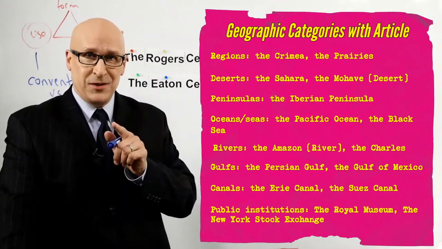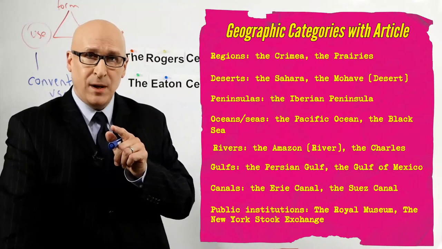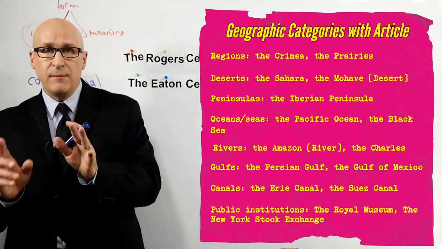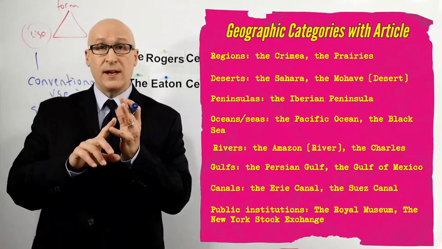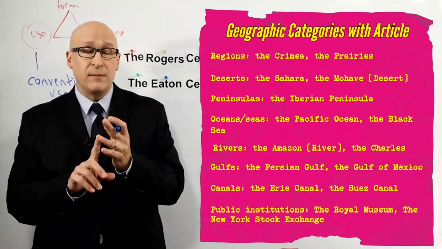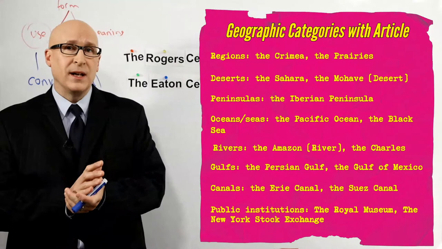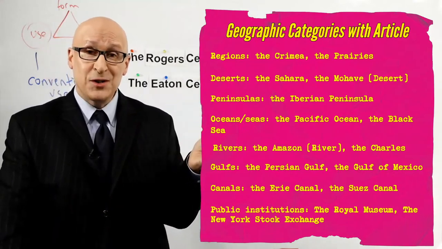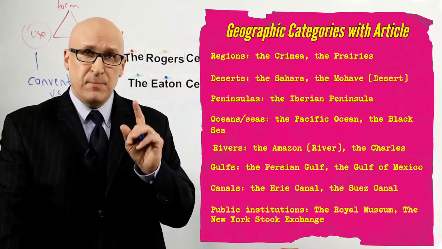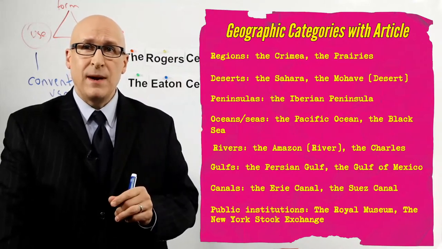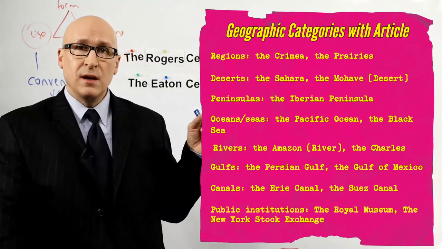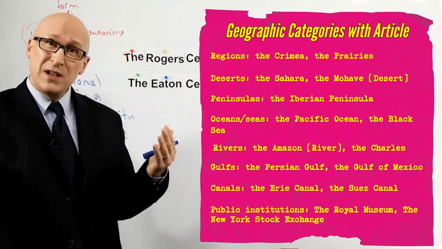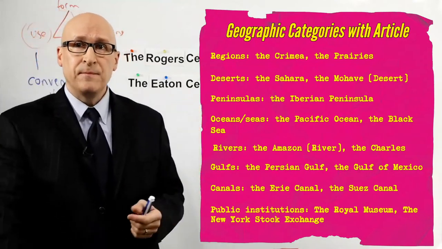Public institutions, right? They can be operated by the government or they can be operated by private businesses, but they are available to the public. For example, the Royal Museum, the New York Stock Exchange. Public institutions. Let's come back to that. So these are geographic categories that we do use the article the.